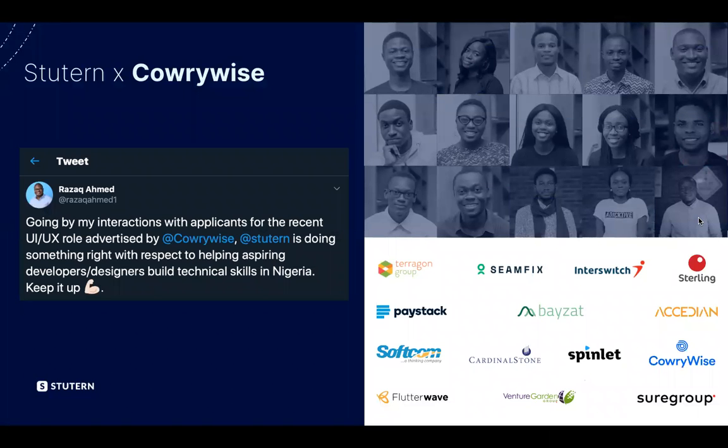Then, so we have a tweet from Razak Ahmed. He says, going by my interactions with applicants for the recent UI UX role advertised by CarryWise, Suten is doing something right with respect to helping aspiring developers and designers build technical skills in Nigeria. Keep it up. So this is what Razak Ahmed has to say about the student program.